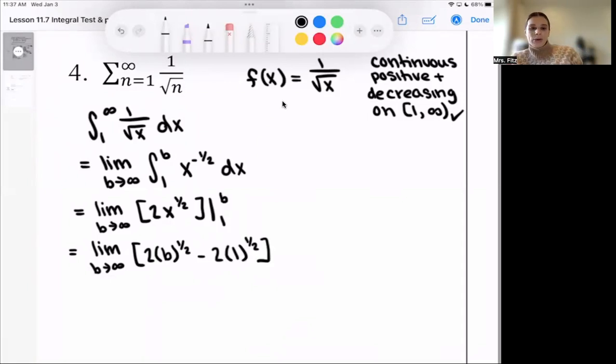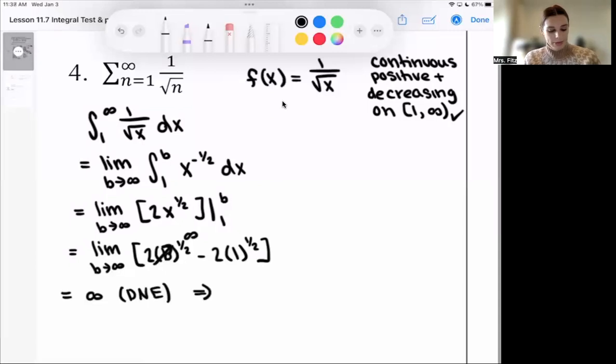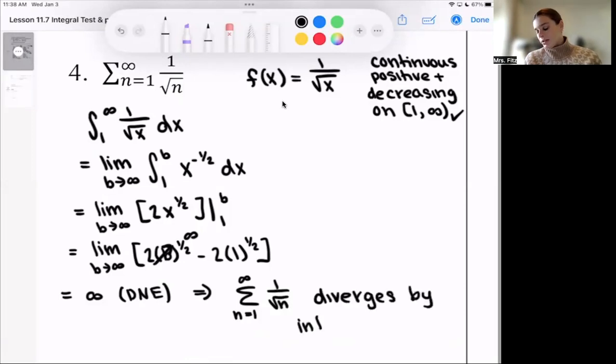Okay, well, the square root of b, as b approaches infinity, it doesn't grow fast, but it will go to infinity. So this equals infinity. It doesn't matter, I'm subtracting 2 from infinity. It's not going to make a difference. Does not exist. Therefore, the sum from n equals 1 to infinity of 1 over root n diverges by the integral test.